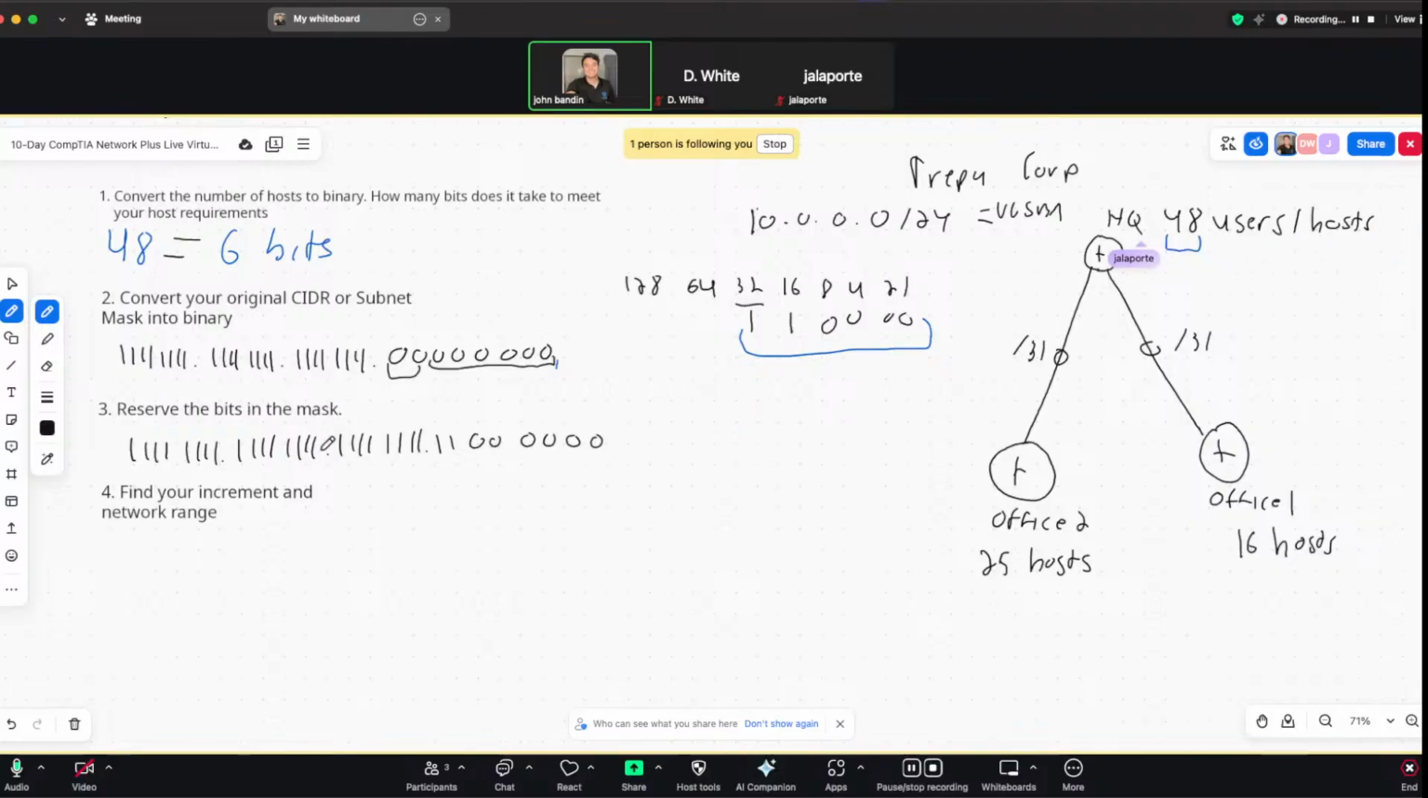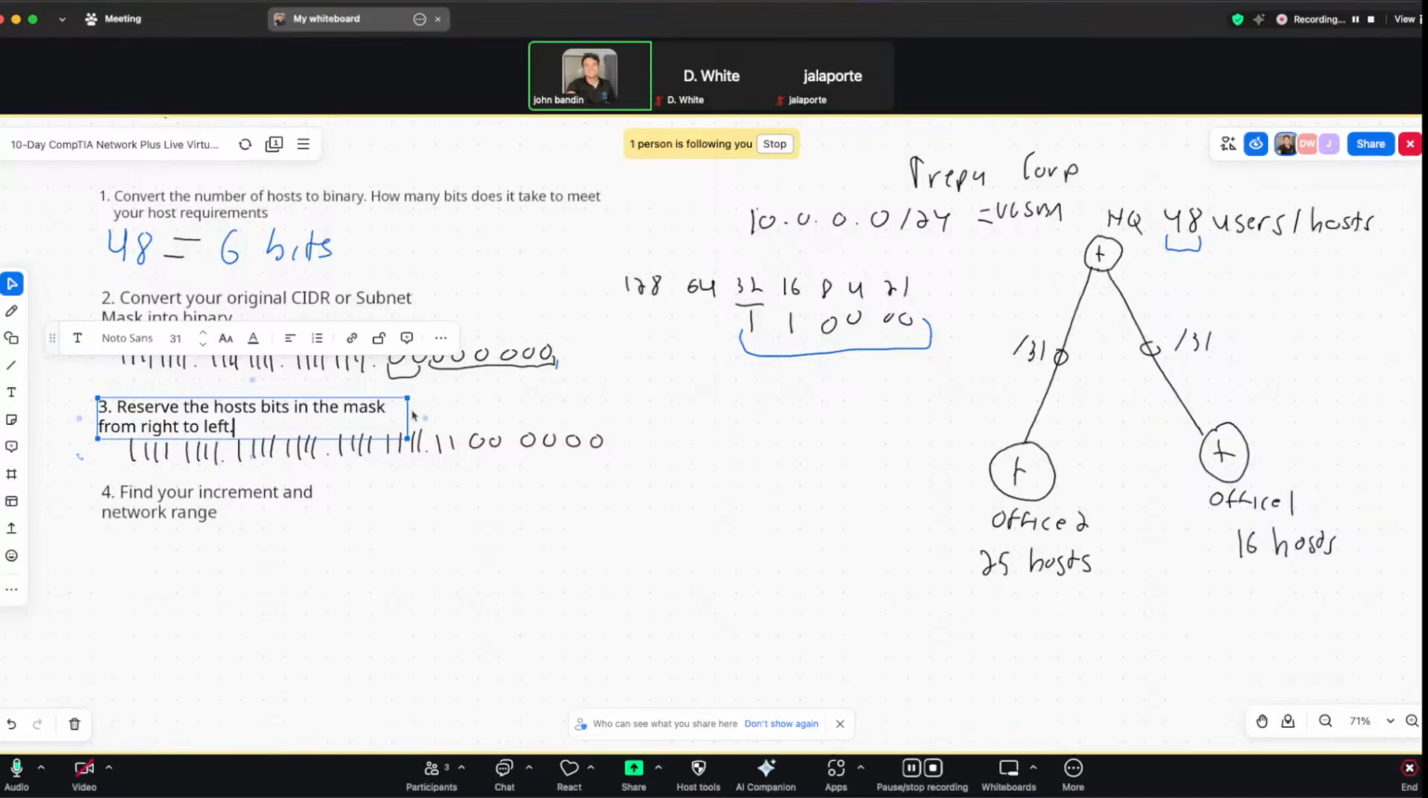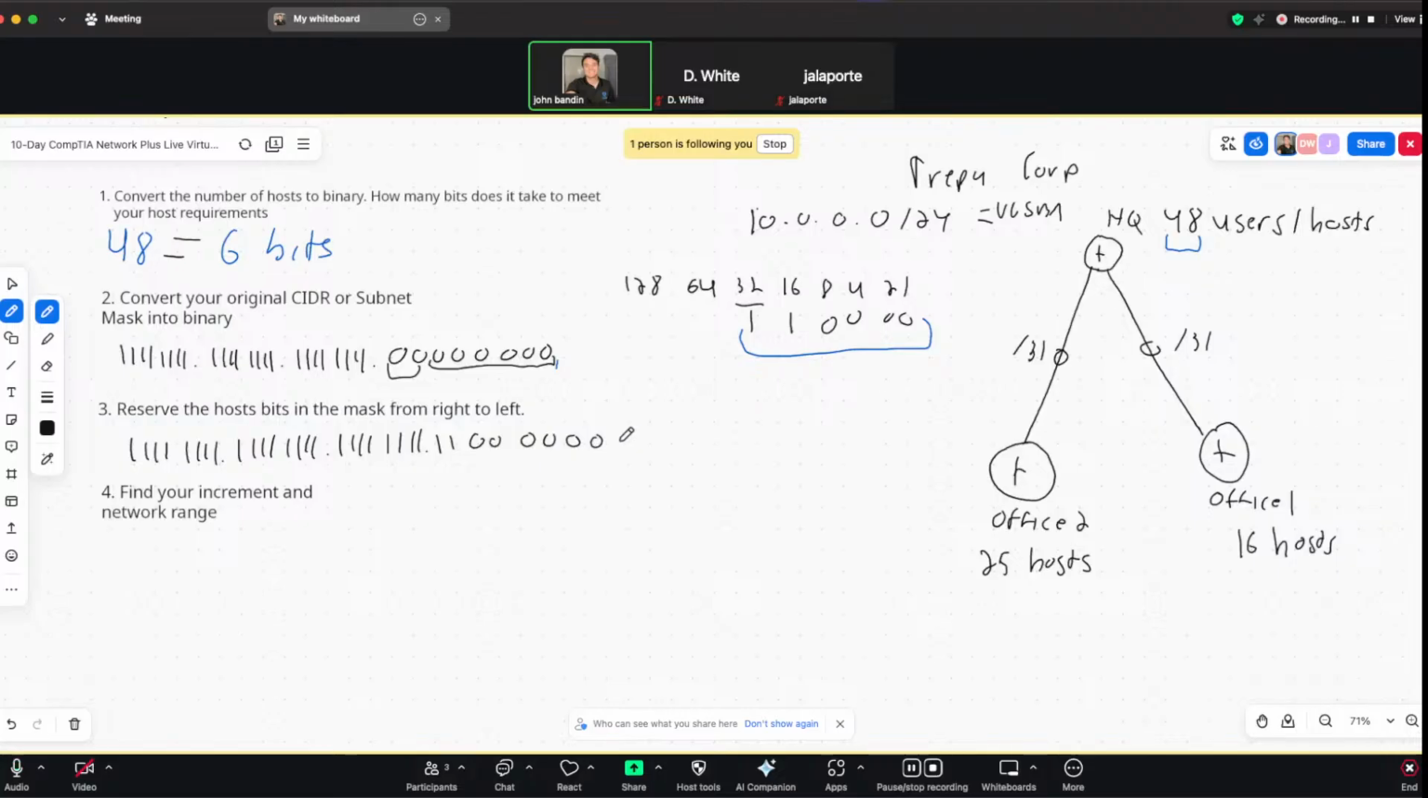So, reserve the host bits in the mask from right to left. Now remember, it's very key to remember that host bits in subnetting are zeros. So right here is our new subnet.